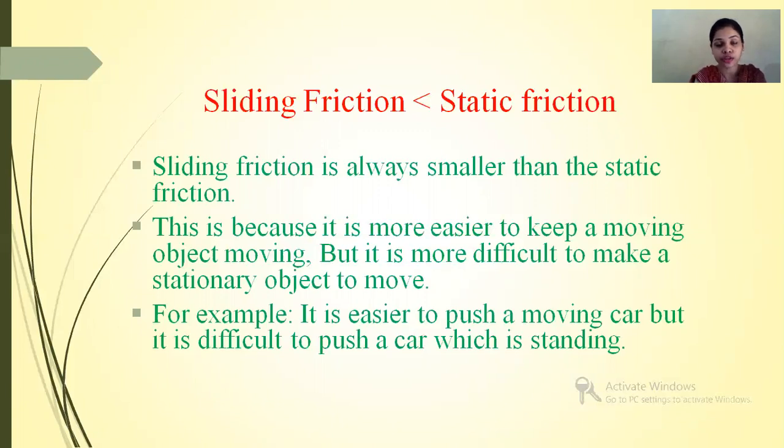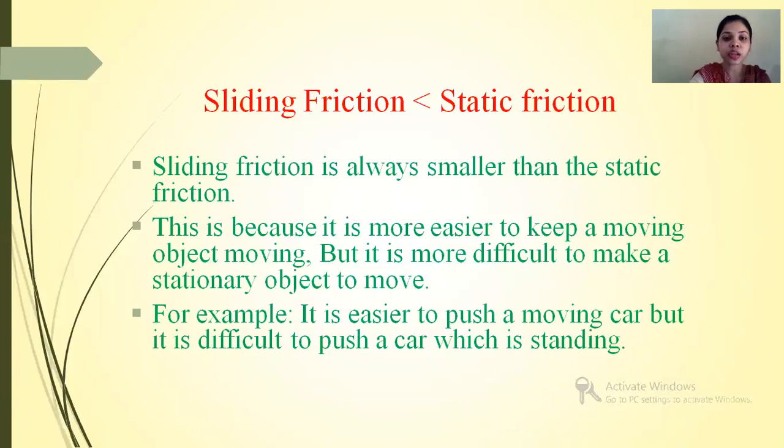So the chances of interlocking are less in sliding friction than in static friction. You also know that it is easier to push a moving car, right? Because it is already moving, you require less force to move it. But it is difficult to push a car which is standing, at a rest position. So that's why the sliding friction is always less than the static friction.